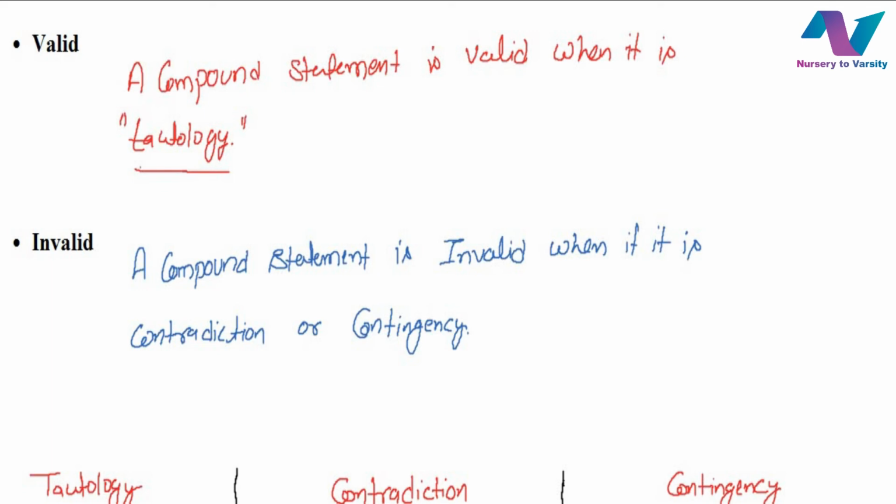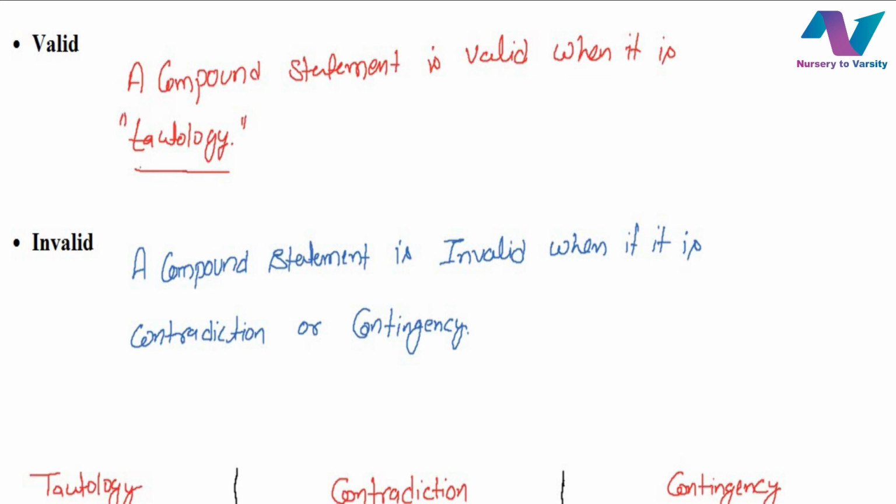If a compound statement is sometimes true and sometimes false, then we also say that this is invalid, because from the definition of invalid, a compound statement is invalid if it is a contradiction or contingency. In contradiction we know that all values are false, but in contingency there must be one true. So we can say invalid does not only mean that the compound statement is always false.